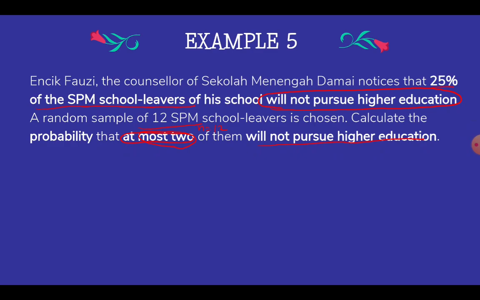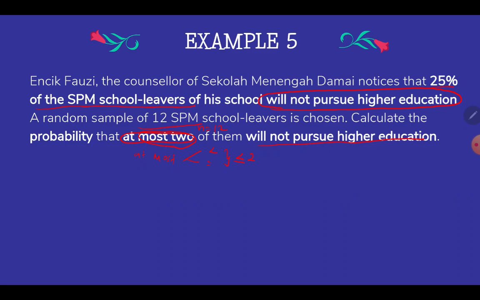Or in other words, maximum must be 2. Maximum. So, what is the inequalities involved? When we talk about at most, the number should be paling banyak ni. Tak boleh lebih. The maximum must be 2. Cannot be higher than that. So, the number involved in this range must be less than or equal. So, we said that it must be less than or equal to 2.